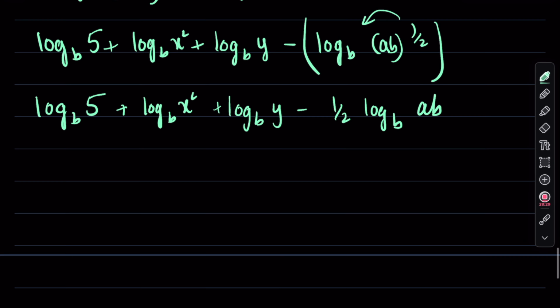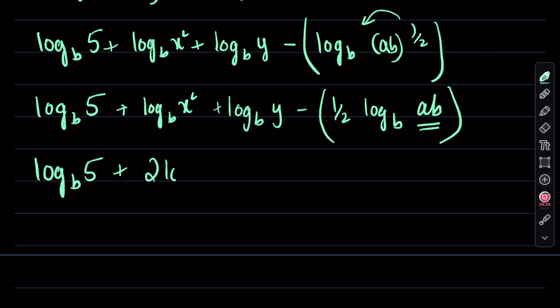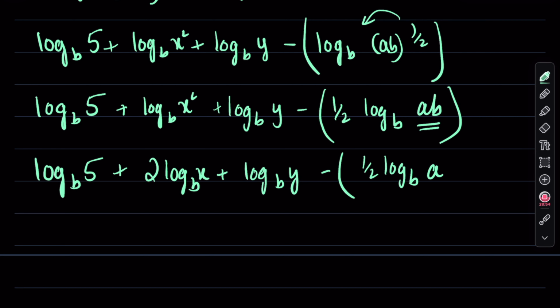Okay, can it be simplified further? Yeah, because a and b are being multiplied by each other. So log base b argument 5 plus 2 log base b argument x plus log base b argument y negative. Well, it becomes half log b argument a plus half log b argument of b.